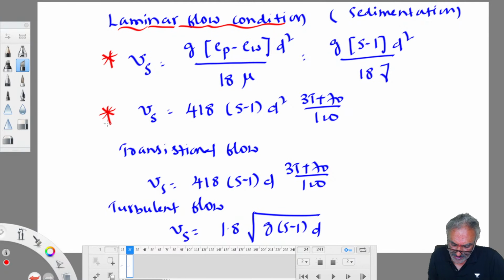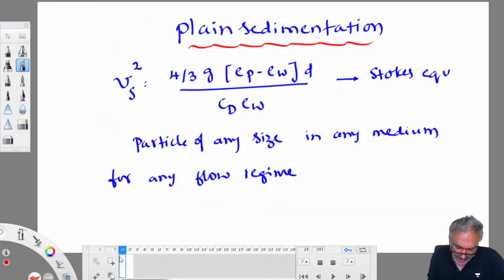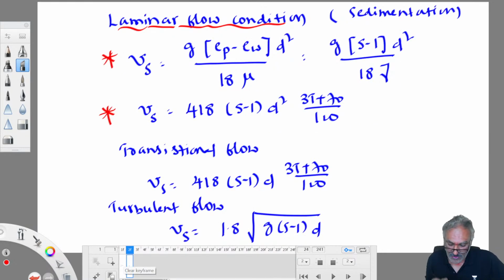All these equations are derived from the Stokes equation only. The Stokes equation is the basis to work out all these things. This is how we can find out.